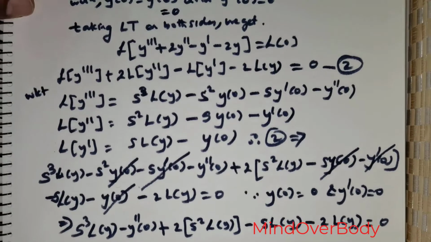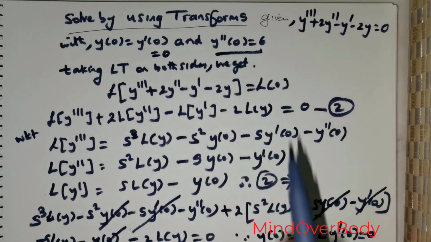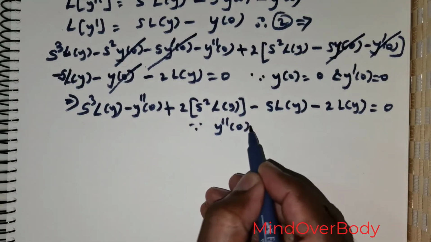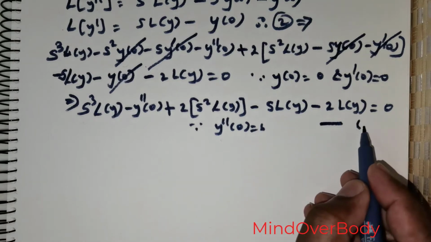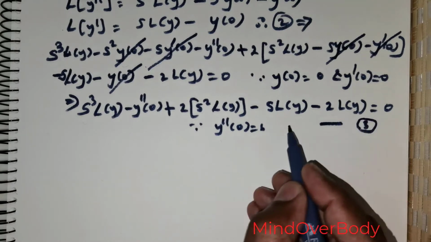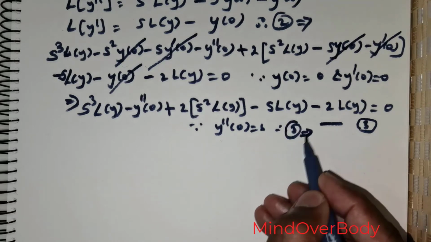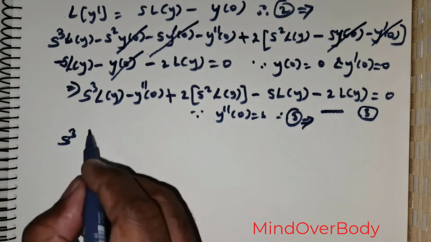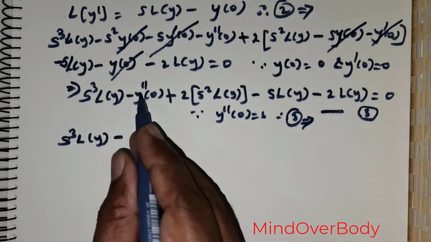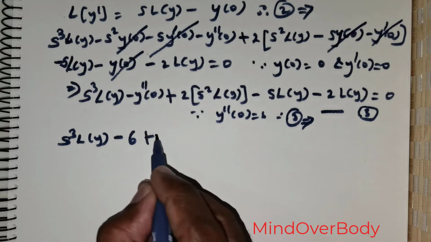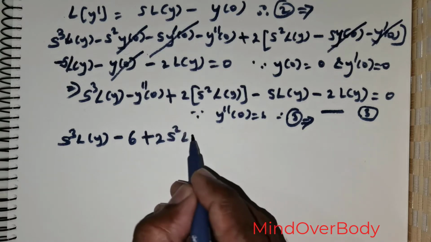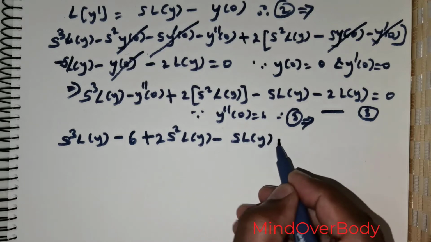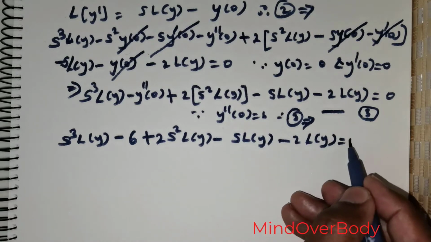Now y double dash of 0 is given to be 6. So we can state that since y double dash of 0 is equal to 6, if I were to take this as say 3, so therefore 3 can be rewritten as, so I just retain it as it is, s cubed L of y, negative y double dash of 0 is 6, positive 2 times s squared L of y, negative s times L of y, negative 2 times L of y is equal to 0.